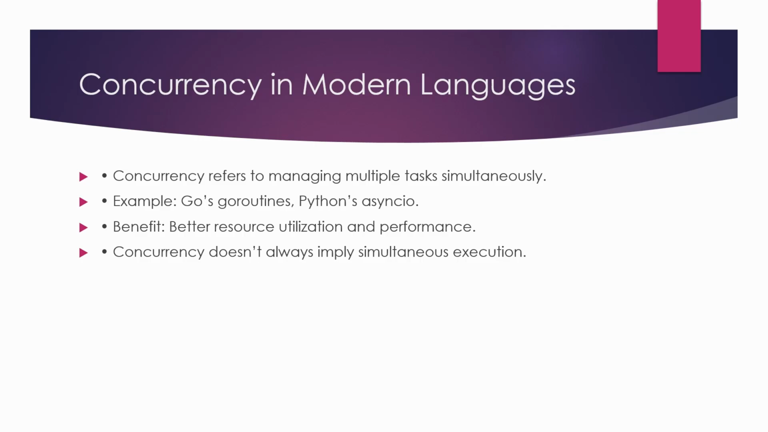and performance. Languages like Go with its lightweight goroutines and Python with Asyncio for asynchronous tasks provide tools to implement concurrency effectively. It's a critical feature for large-scale applications that require responsiveness and efficient resource management.